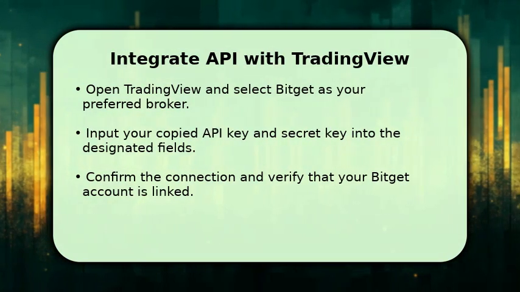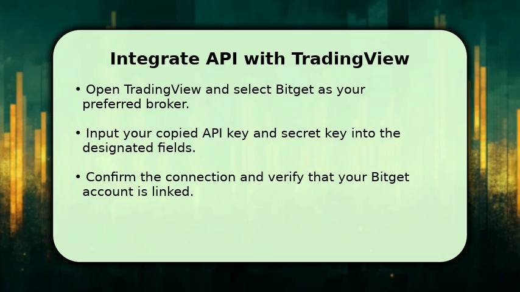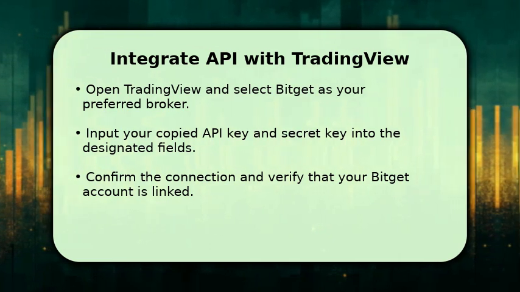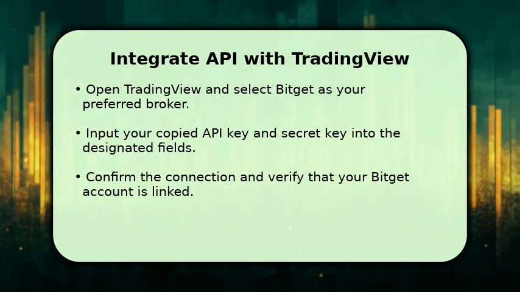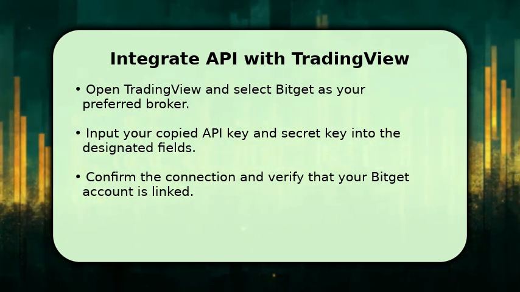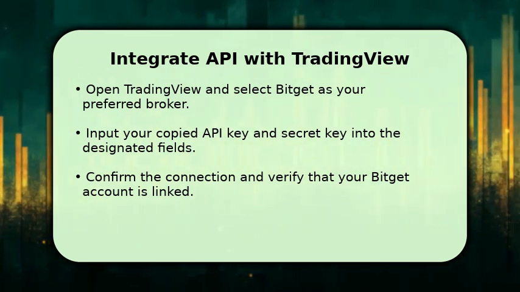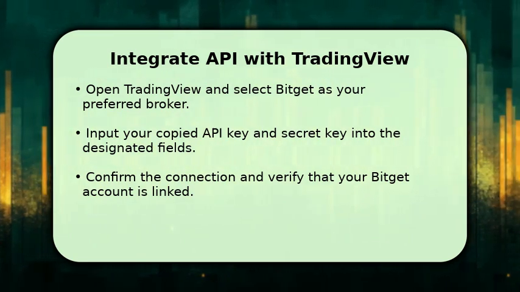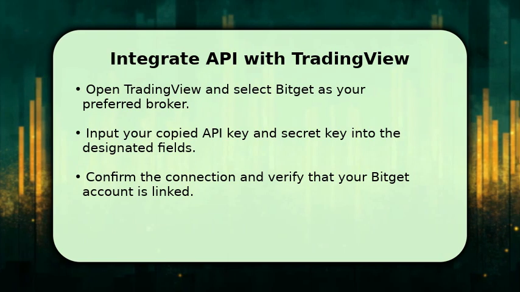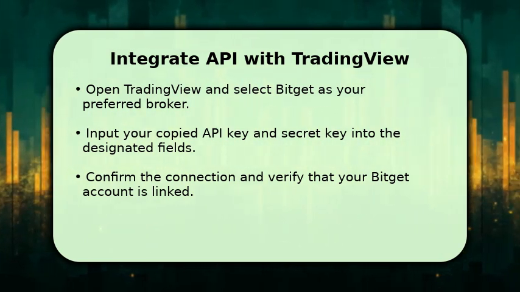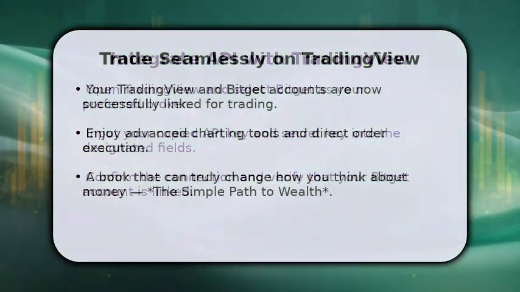Now head over to TradingView. In the trading panel at the bottom, find the broker list and select BitGet. A pop-up window will appear, prompting you to enter your API key and secret key. Paste the keys you saved from BitGet into these fields. After entering them, click Connect or Link Account. TradingView will then attempt to establish a secure connection with your BitGet account, allowing you to trade directly.